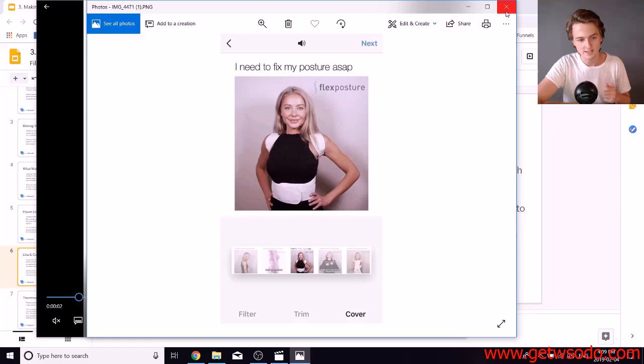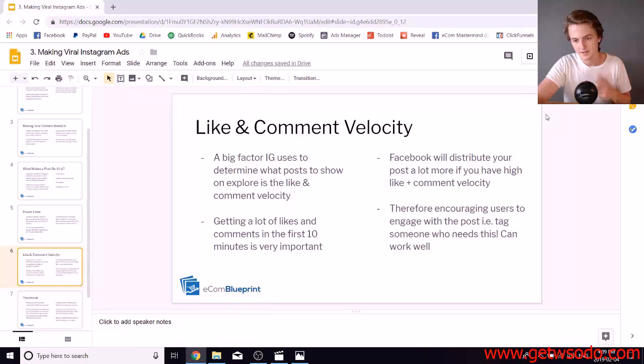That's what I was doing for these ads, and that's pretty much it for this lesson on how you can make ads that go viral by understanding the Instagram algorithm. Now, in the next lesson, I'm going to be talking about how you can find these pages and make deals with them, and I'm going to be showing you more examples of posts that I did with Flex Posture.